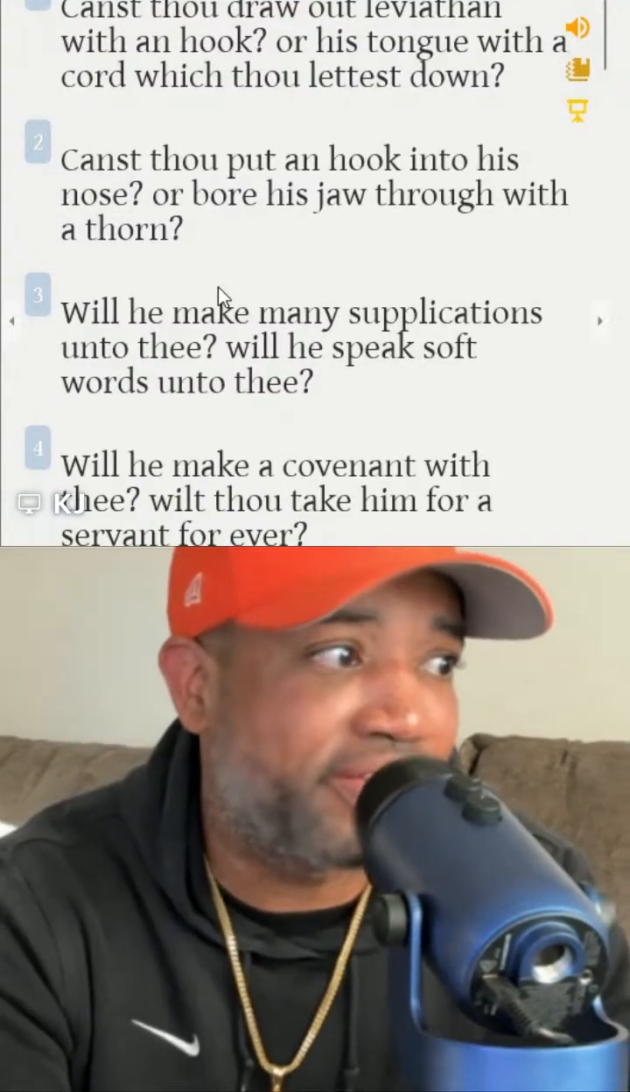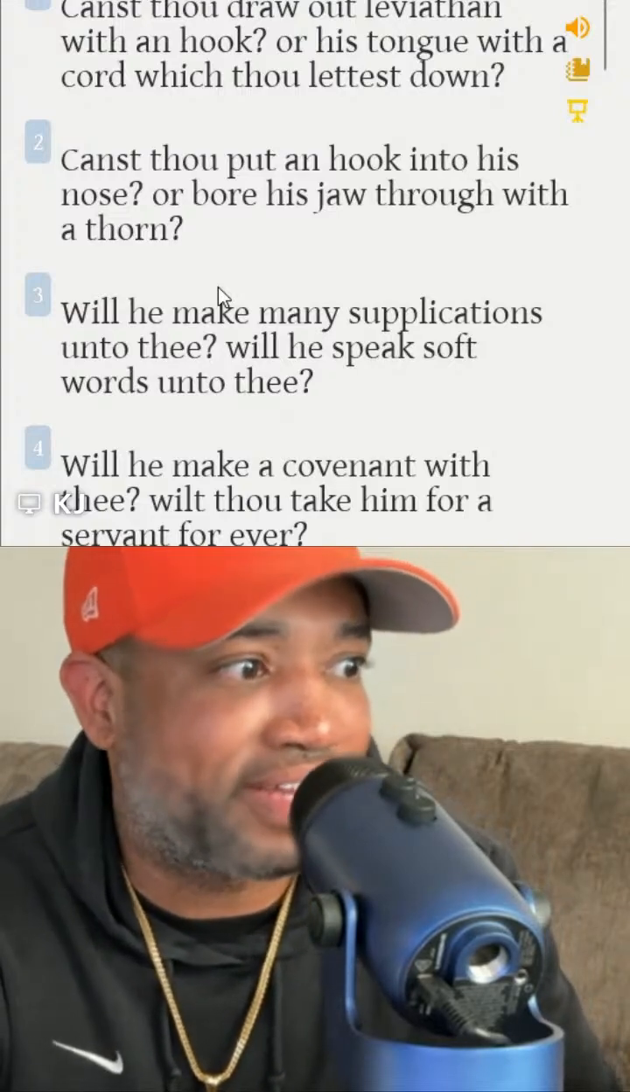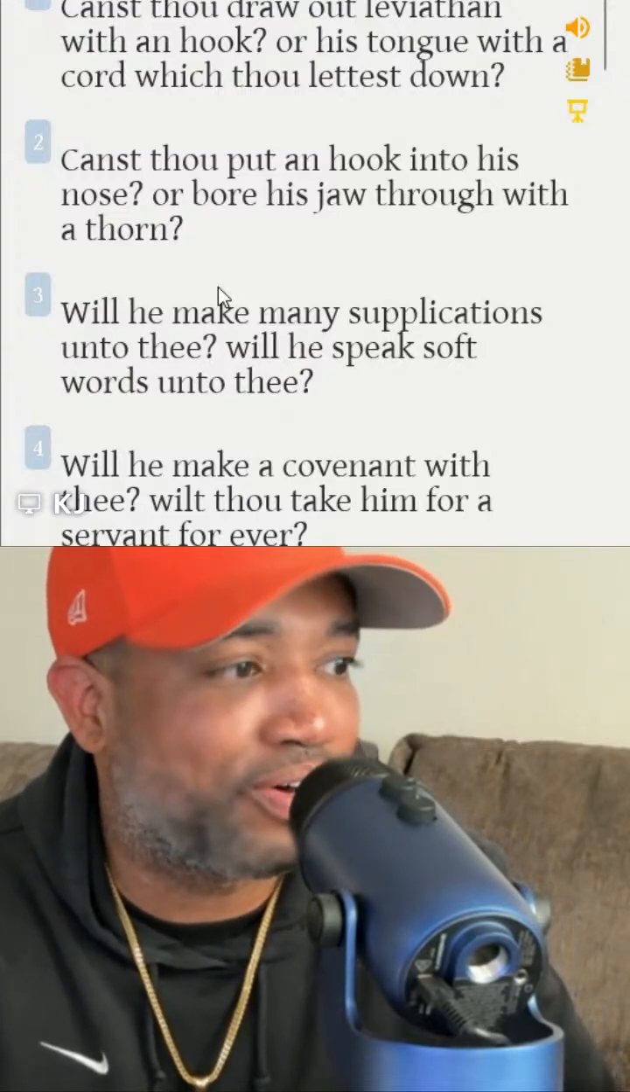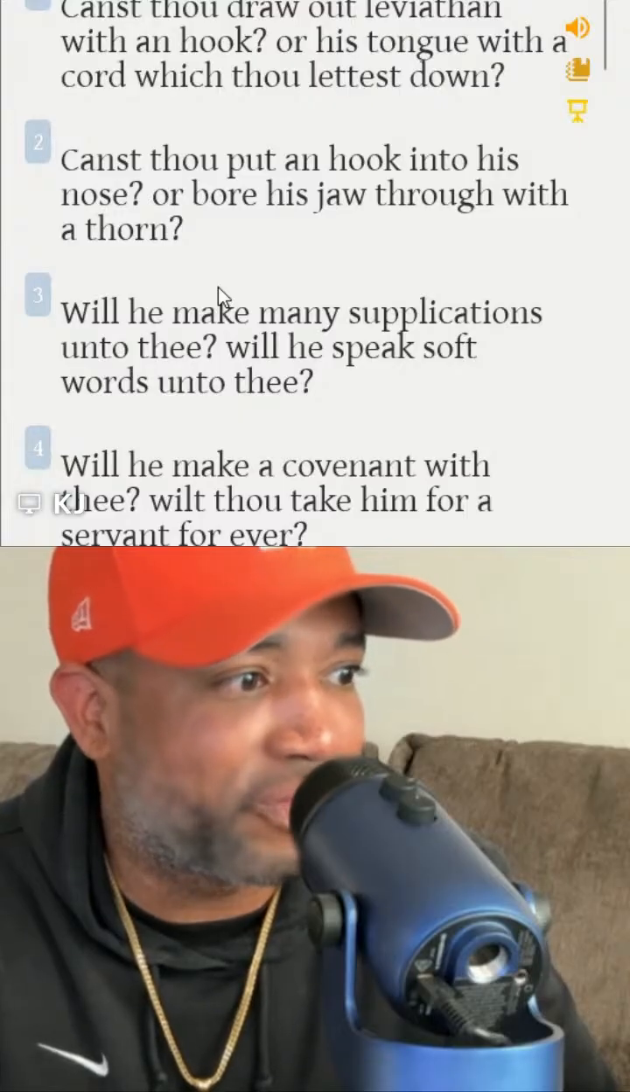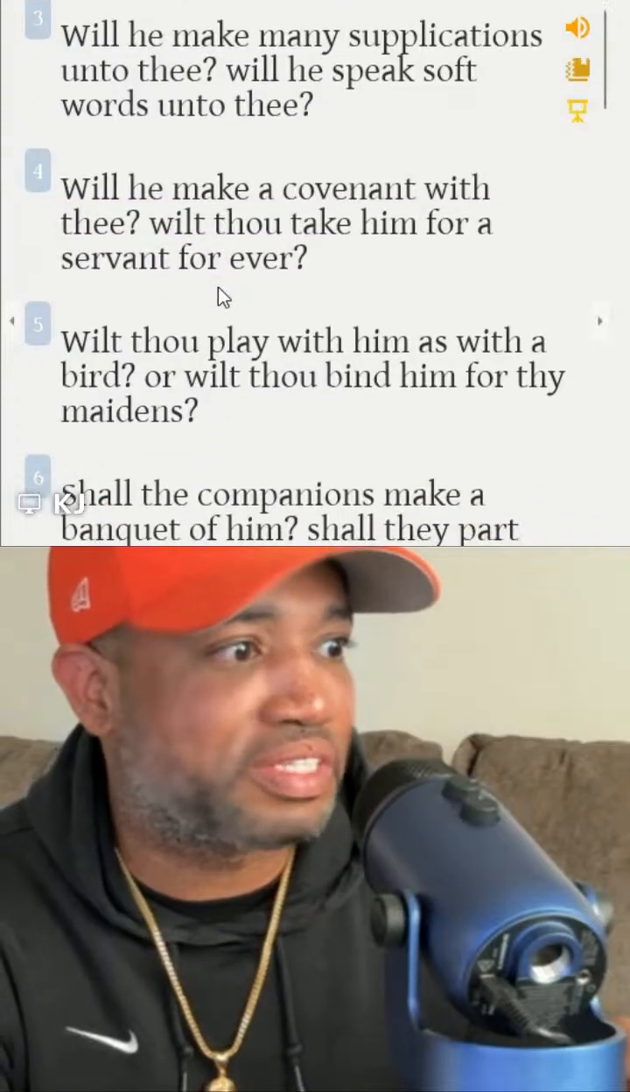Canst thou draw out Leviathan with a hook, or his tongue with a cord which thou lettest down? Canst thou put a hook into his nose, and bore his jaw through with a thorn? Will he make many supplications unto thee? Will he speak soft words unto thee?